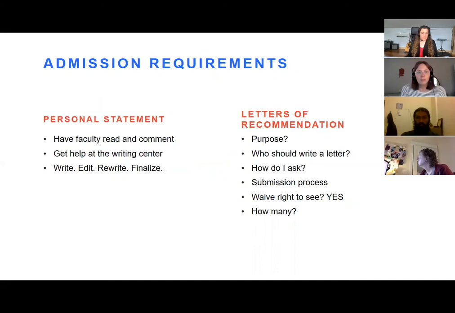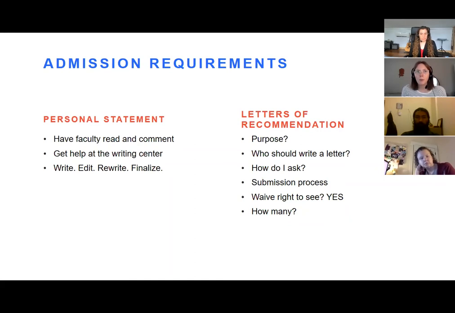So then other common requirements, the personal statement. I would venture to say it's maybe one of the most important pieces of the application. It's where you really can write out what your goals are, how you think you would fit in the program, or why you think you would be a good fit for the program. Kind of selling yourself to the admissions committee.